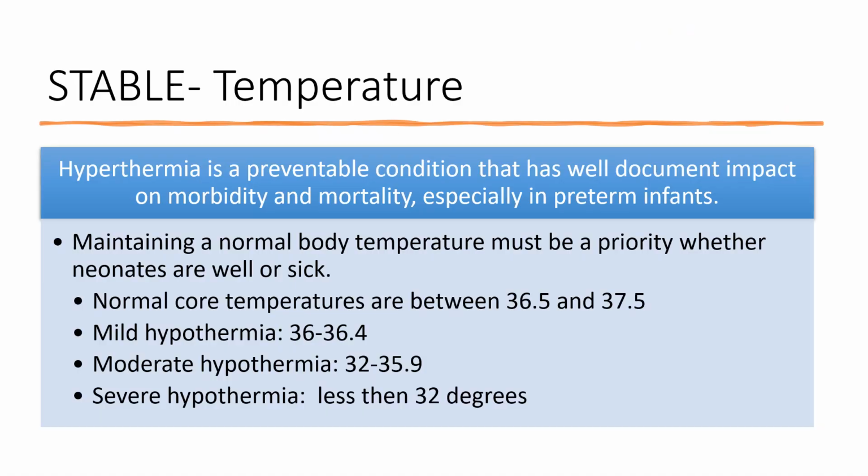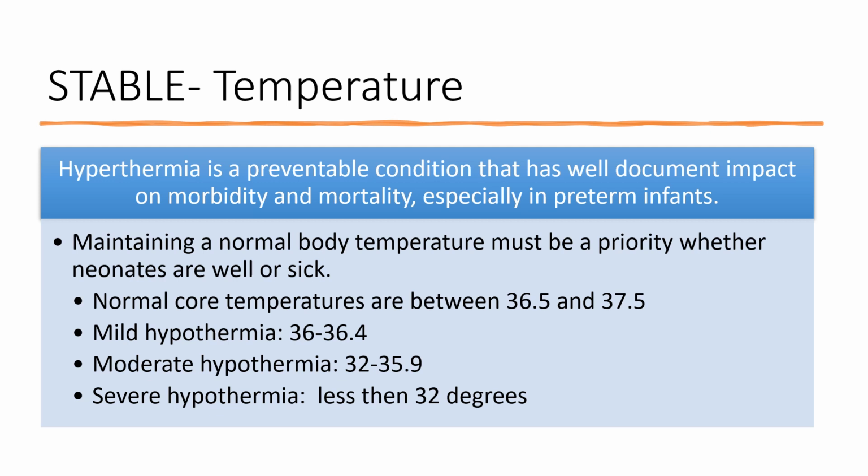All right, next, temperature. I said we'd get more in depth with it, and here we are. Hypothermia is a preventable condition that has a well-documented impact on morbidity and mortality, especially in preterm infants. Maintaining a normal body temperature must be a priority whether neonates are well or sick. It doesn't matter if they're coming out healthy and screaming, crying, moving around, throwing things at you. Dry them off, cover them up, even if they're on mom's chest, cover them both up, keep them all warm. It must be a high priority.